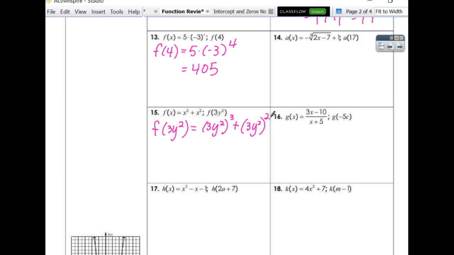So what's the exponent on 3? On 3? It's 1, right? So 1 times 3 gives me 3 to the third power, y to the sixth, plus 3 to the second power, y to the fourth. 3 to the third power is not 9. It is 3 times 3 times 3, 27.